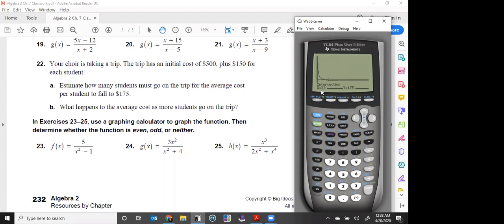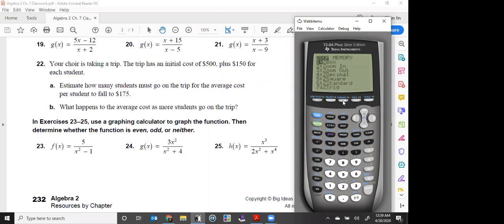It says, what happens to the average cost as more students go on the trip? Let's pick off that 175 now and look at the graph. Well, what's happening to my curve? My curve is getting lower and lower. Okay, so that means as more students go on the trip, the cost decreases. So the answer to part B is, as more students go on the trip, the cost is going to decrease.